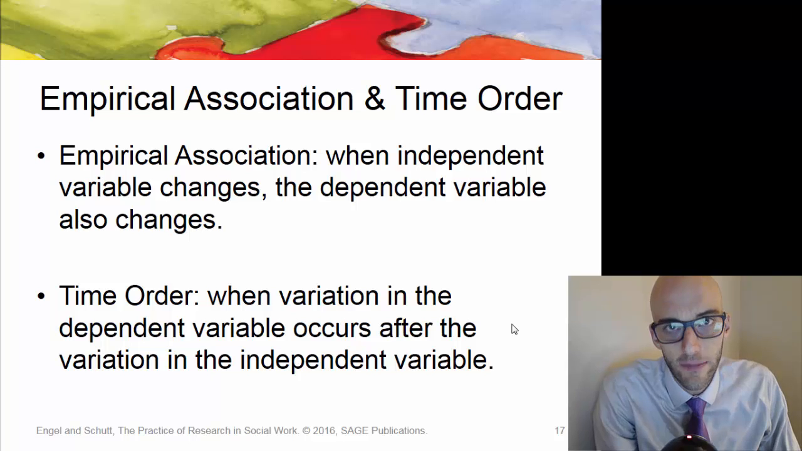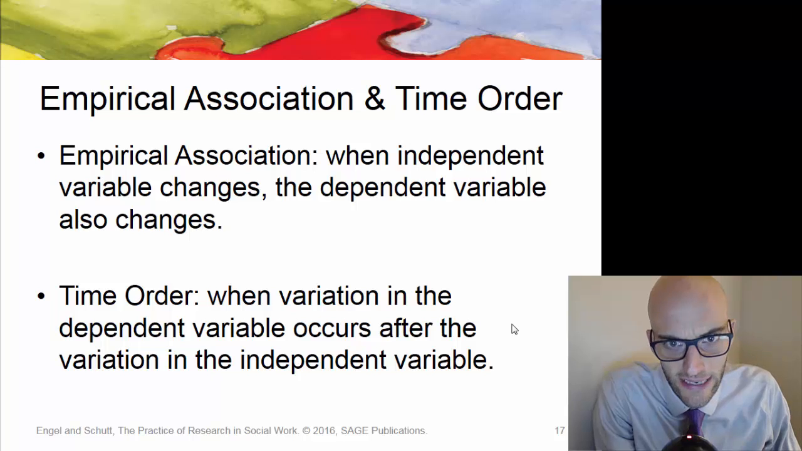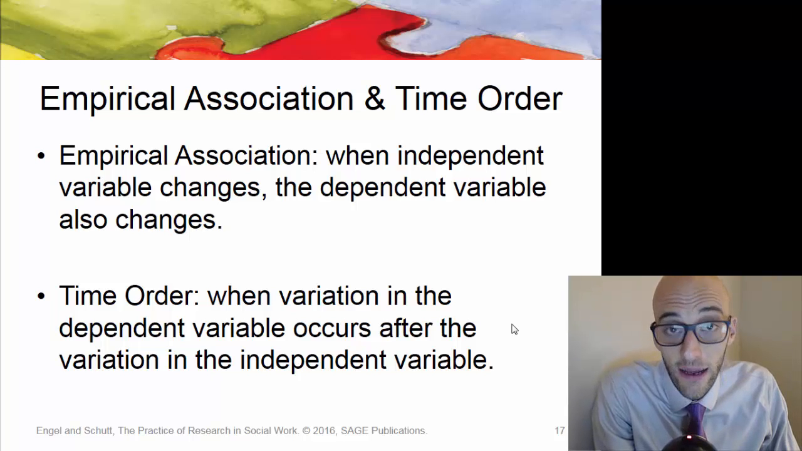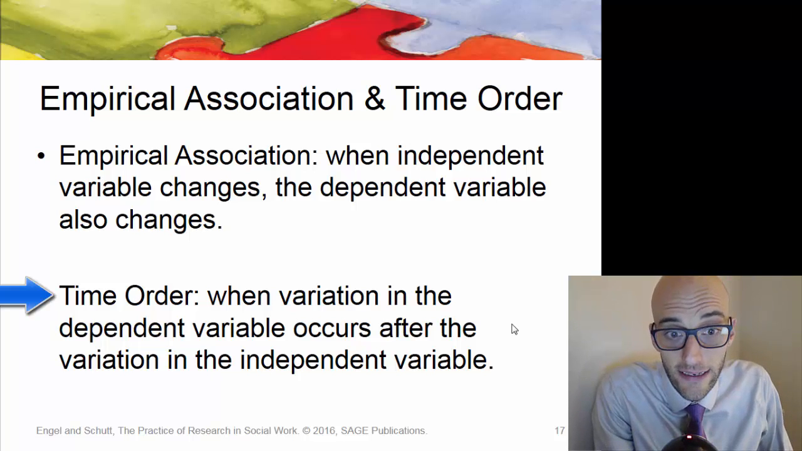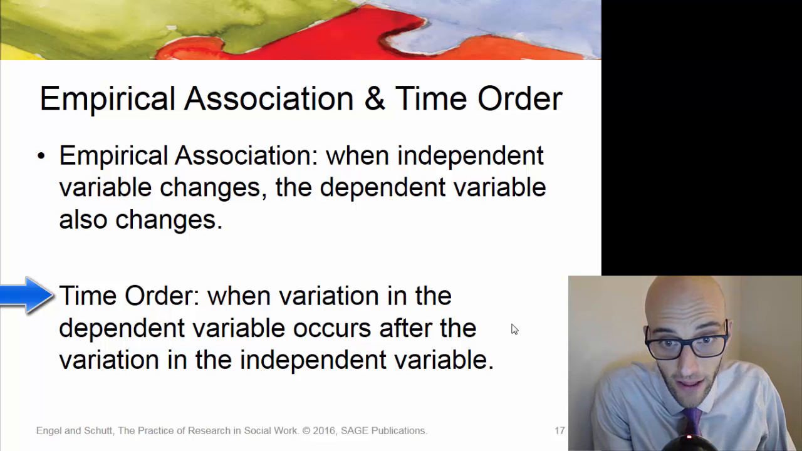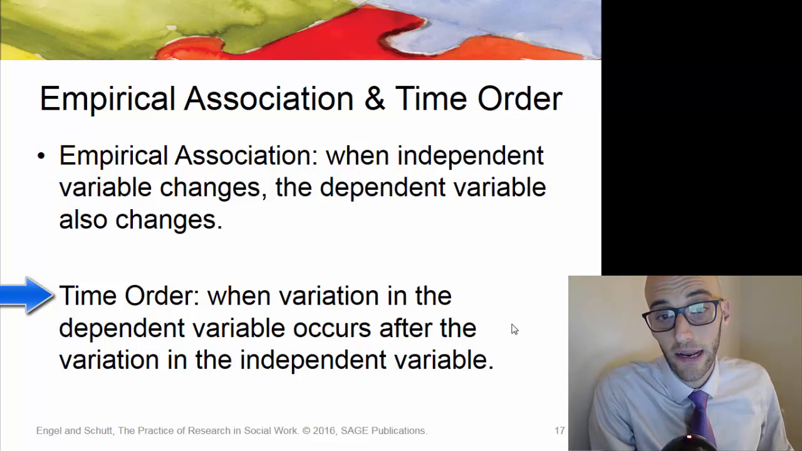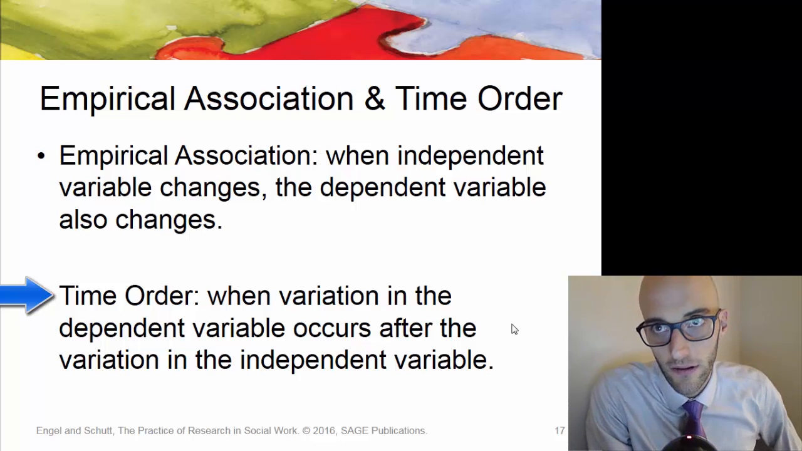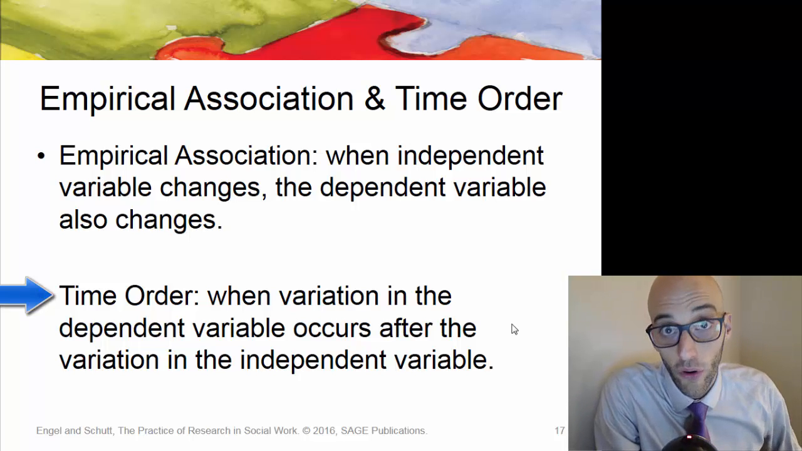So if there's an empirical association with a certain intervention, for instance, CBT for depression, when we introduce CBT, we should also notice a change in somebody's score on a Beck Depression Inventory as the dependent variable. And regarding time order, variation in the dependent variable occurs after variation in the independent variable. And through time, we can show that with the introduction of the independent variable, the dependent variable will change, not just at one point in time, but through the course of time.